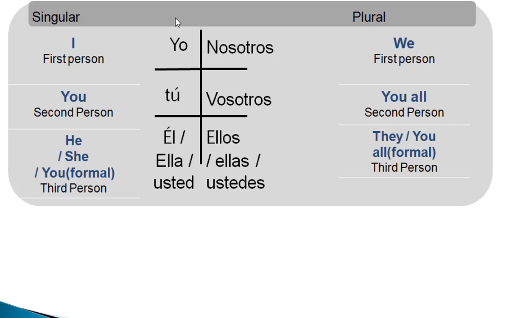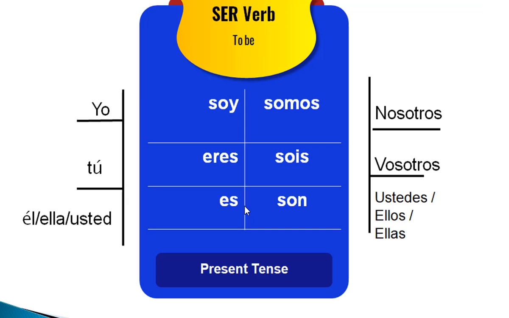Come on, let's call out again all the personal pronouns in Spanish. Yo, tú, él, ella, usted, nosotros, vosotros, ellos, ellas, ustedes. Alright.